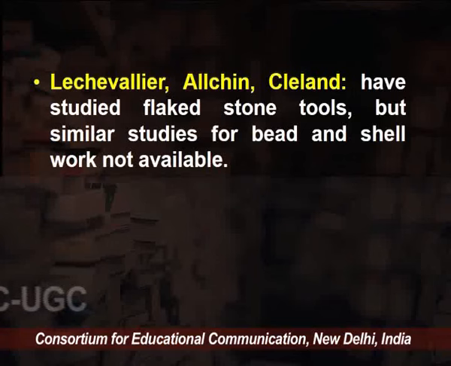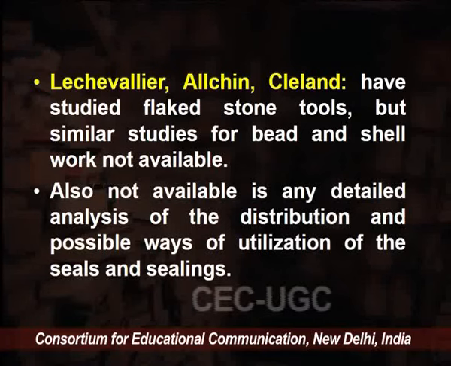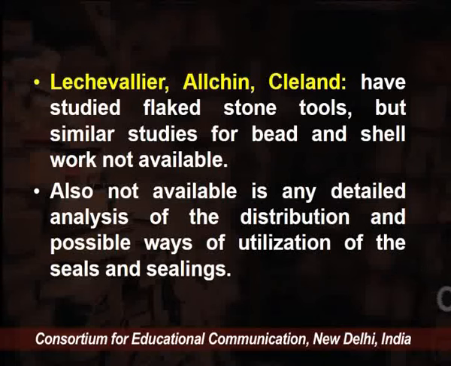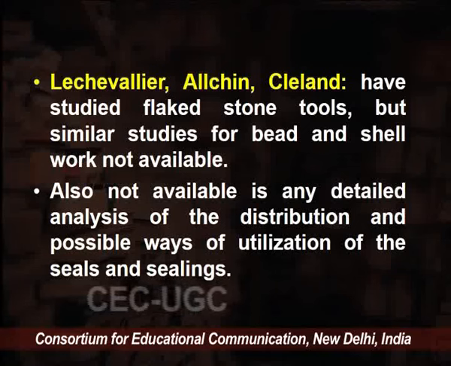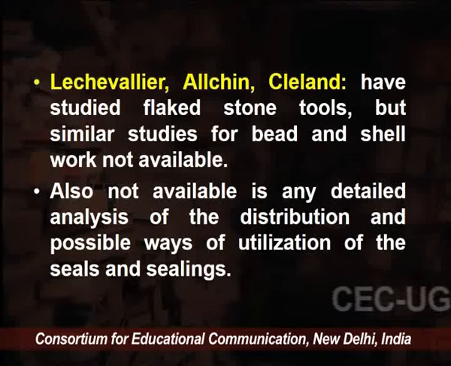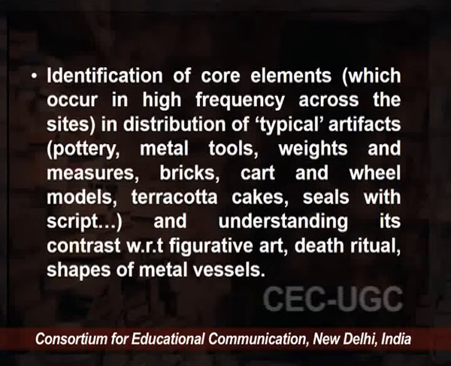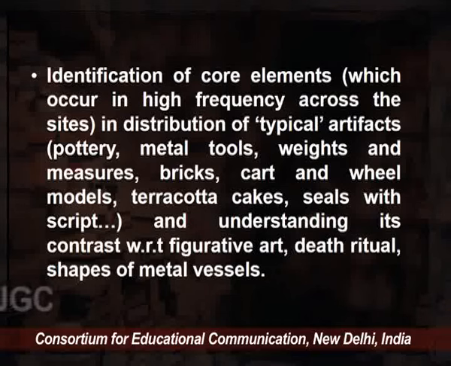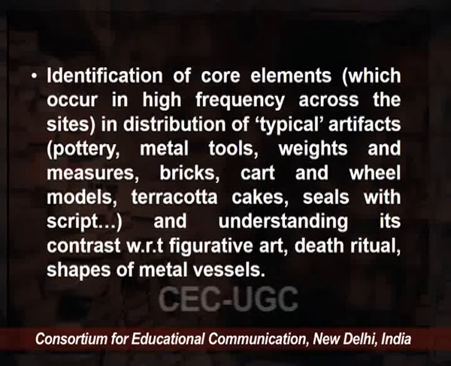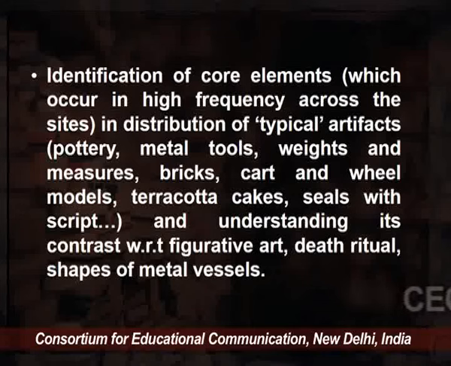Also not available is any detailed analysis of the distribution and possible ways of utilization of seals and sealings. Now, seals and sealings are again so characteristic of the mature phase of Harappan civilization. But if one carries out a study of the distribution pattern of such findings in the earlier period, maybe we are able to have a fruitful insight into the origin issues of Harappan civilization. And there aren't very many works available to offer us that insight. Similarly, identification of core elements. When I say core elements, what I mean is those attributes, or those aspects of Harappan life, which occur in high frequency across the sites.